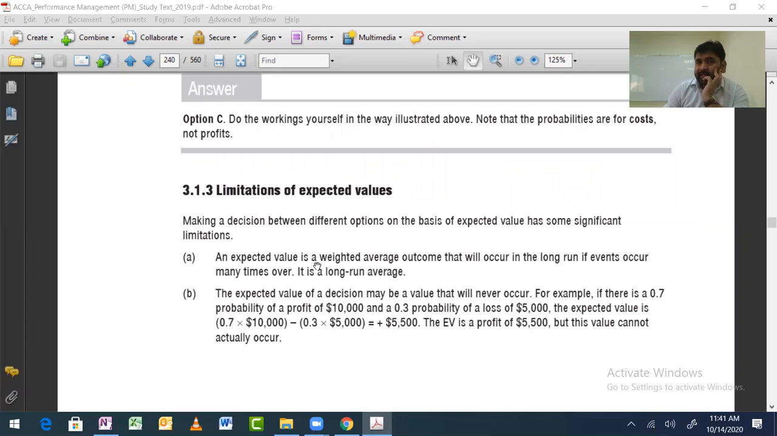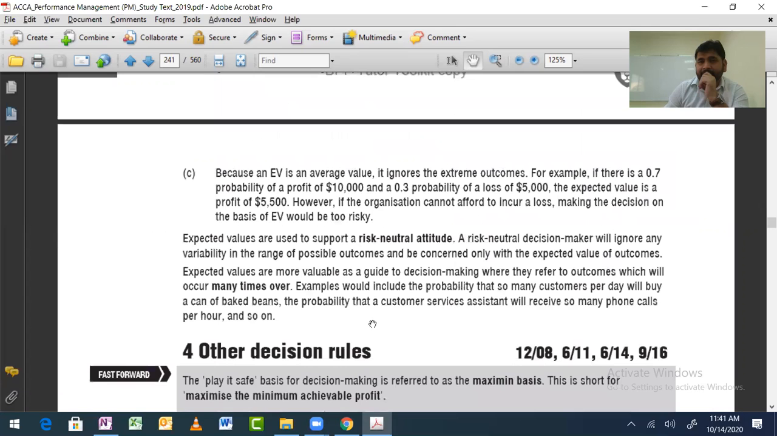See, the expected value is the outcome that will occur in the long run, if the event occurs many times over. It is a long run average. The concept of average is a long run average. The expected value of a decision may be a value that will never occur. This is what we were talking about right now. Expected value can be a number which will never occur, right? Like 5, it was not happening there.